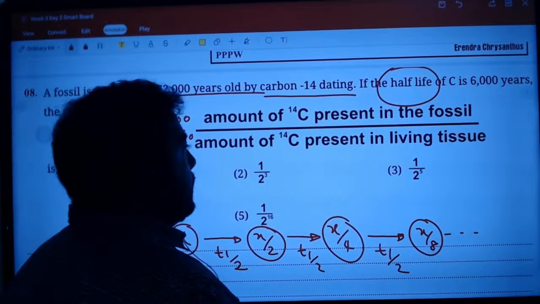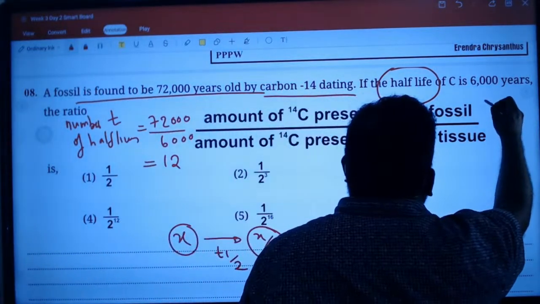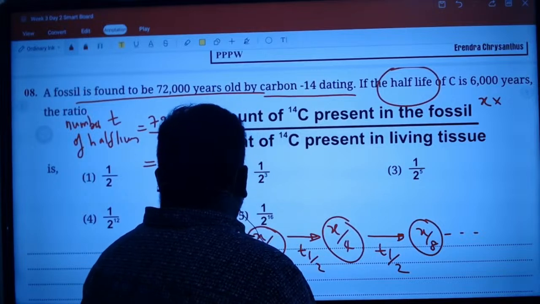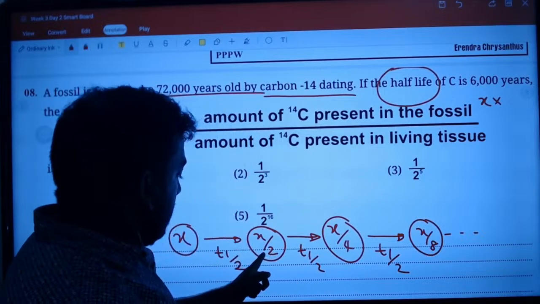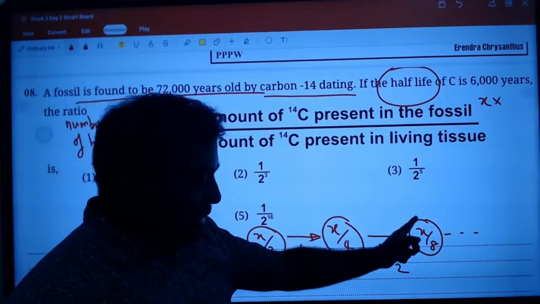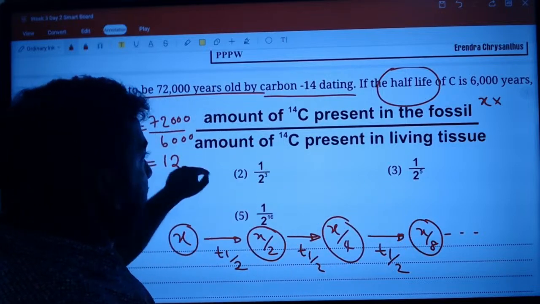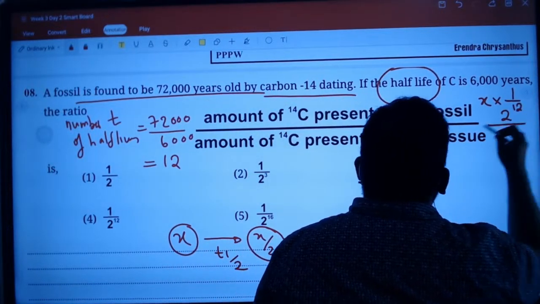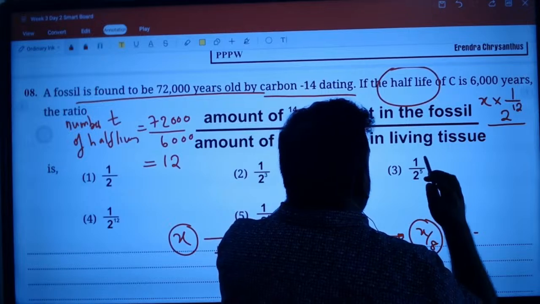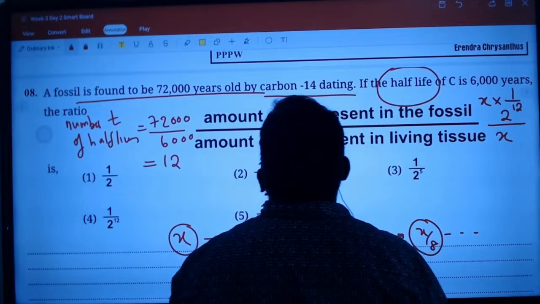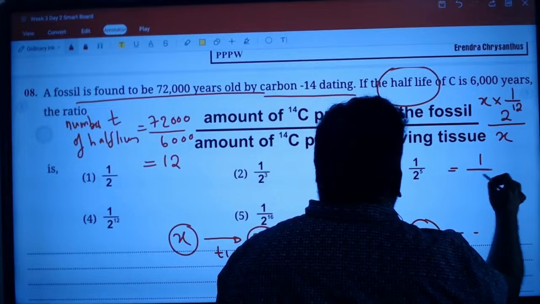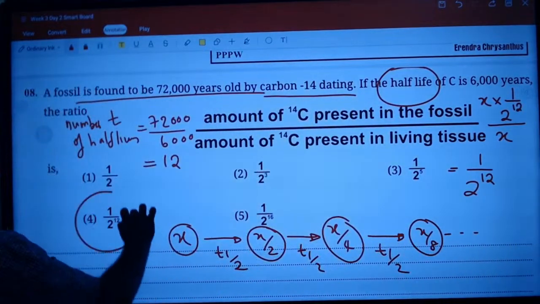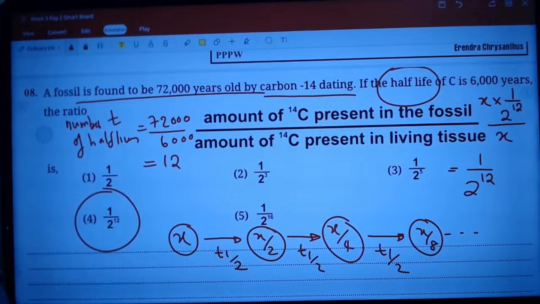Amount of carbon present in the fossil will be X times half, half, half, half. After one half-life, second half-life, third half-life. How many half-lives are there? 12 half-lives. 1 over 2 to the power 12. Amount of carbon present in living tissue means initially. This ratio is going to be 1 over 2 to the power 12. Answer number 4.